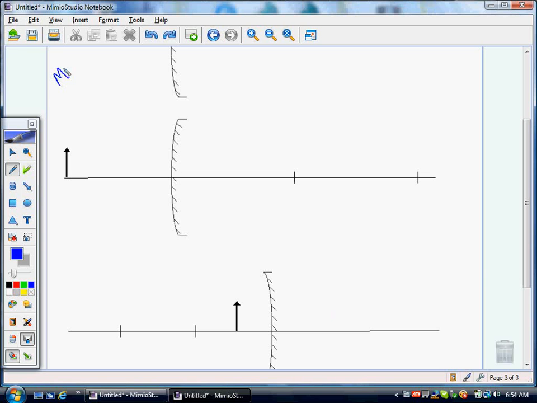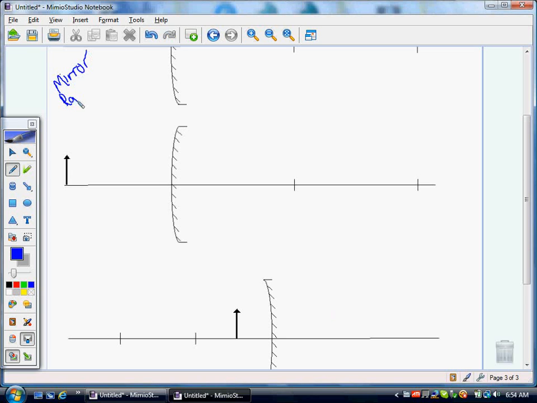Now do mirror ray problems. Number 6. In this problem, we're given an object out here, and we're to find the image of that object using a convex mirror. This one's going to be a convex mirror because I can see that the mirrored surface is actually bowed outwards. So let's go ahead and find where that image is located.